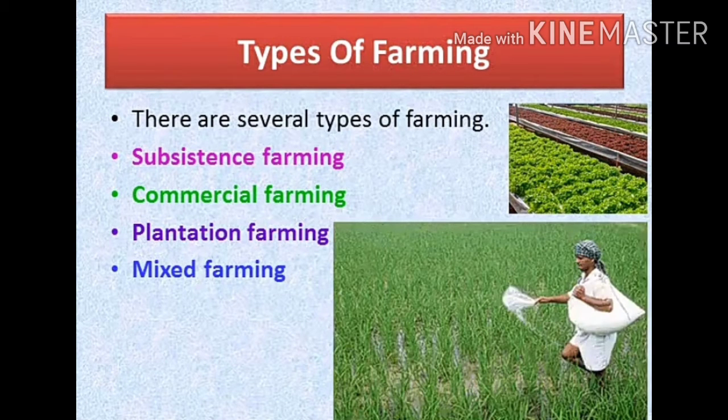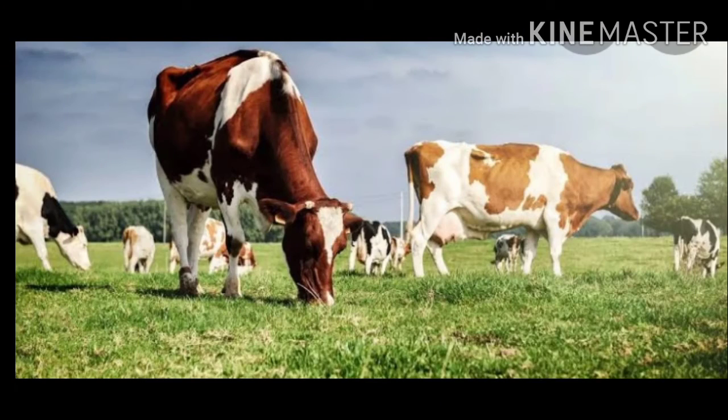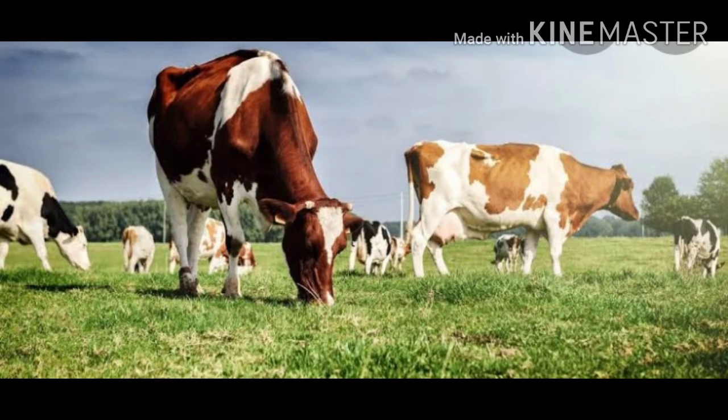Now, coming to mixed farming. It is a type of farming which involves both growing of crops and raising of livestock. It reduces dependence on fertilizers because crop and animal components support each other. Mixed farming refers to the rearing of animals along with the cultivation. This type of farming is economical.